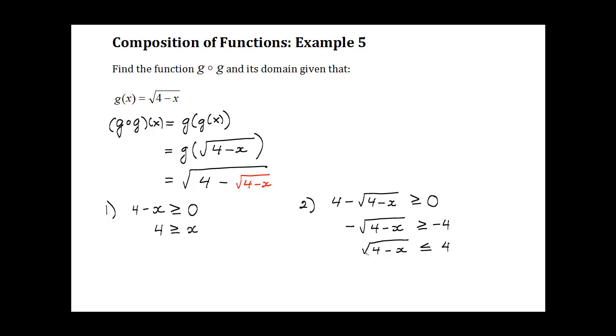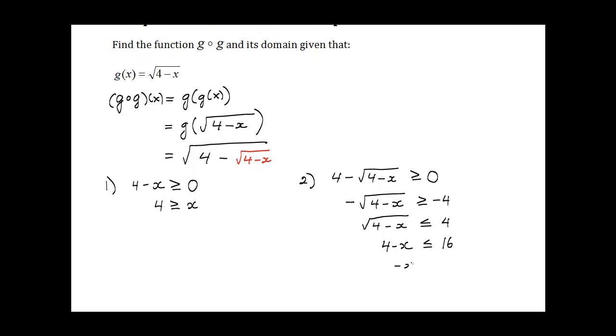Now I have to square both sides to get rid of this square root. So I get 4 minus x is less than or equal to 16. Bring the 4 to the other side. I get negative x is less than or equal to 12. Now divide both sides by negative 1. I get x has to be greater than or equal to negative 12.